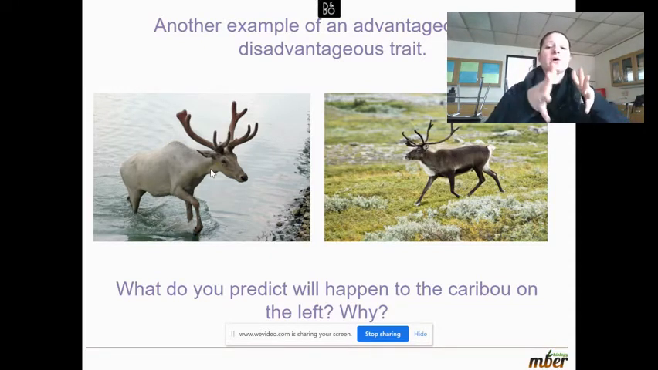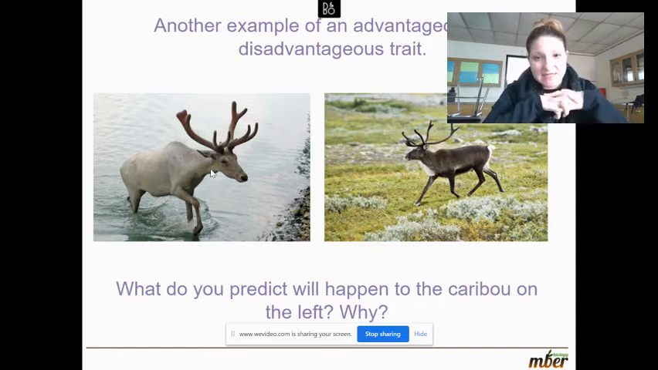So if we look at these caribou, what do you think will happen to the caribou on the left compared to the one on the right? The one on the left is an albino caribou. It is white colored, more white than brown, like the one on the right. What do you think is going to happen if it's whiter during summer and fall and spring? Do you think it's easier to hide in trees and more brown woods, or do you think it's going to be more spotted? Do you think it's easier to hide from its predators, or do you think that predators are going to be able to see it easier?